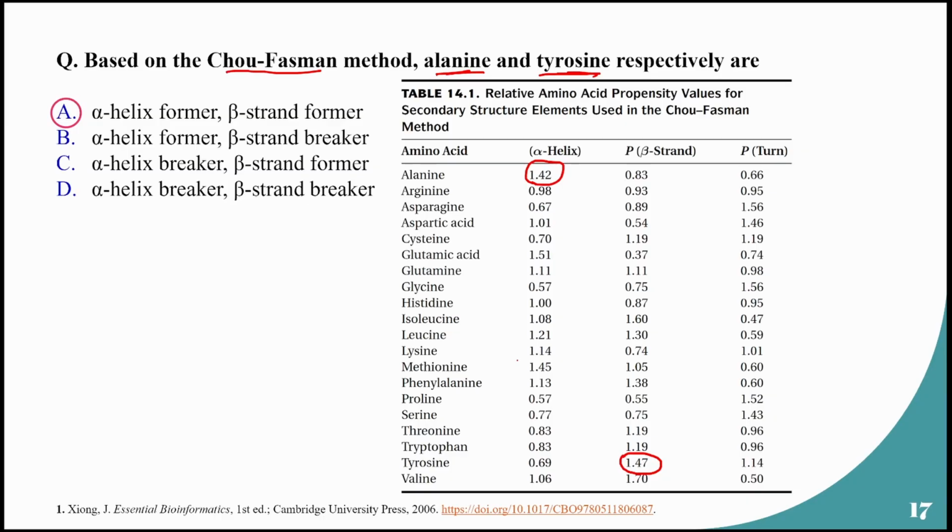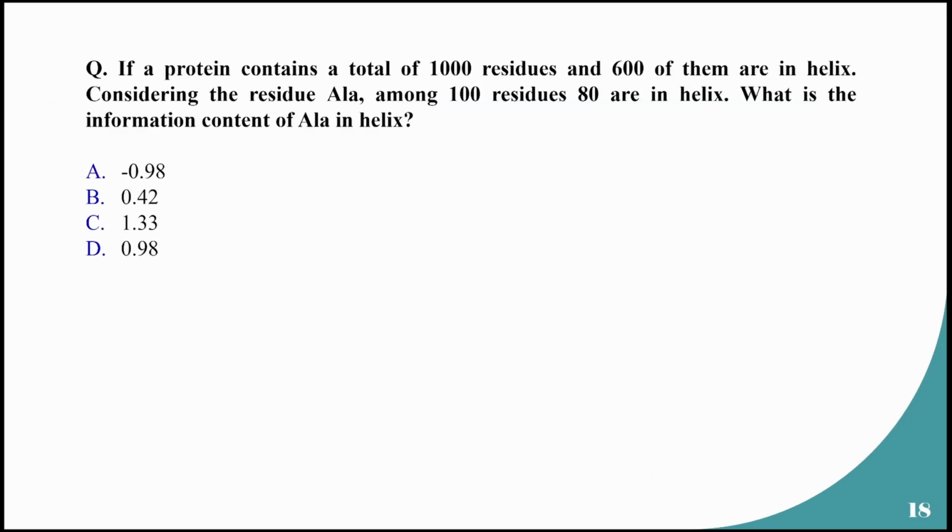In this case, if you talk about lysine, as you see, the value is 0.74 here. So 0.74 is less than 1, which means from this assignment it should be a beta strand breaker. So just remember this logic, and then you should be good to go for interpreting any propensity from the Chou-Fasman table.